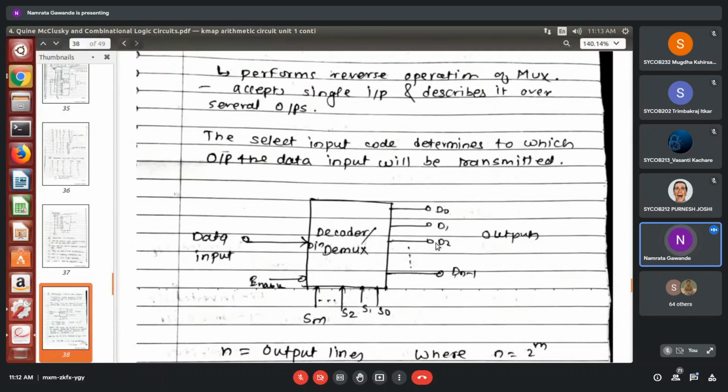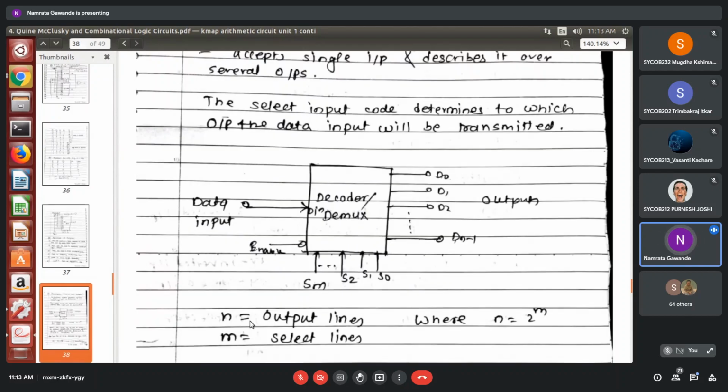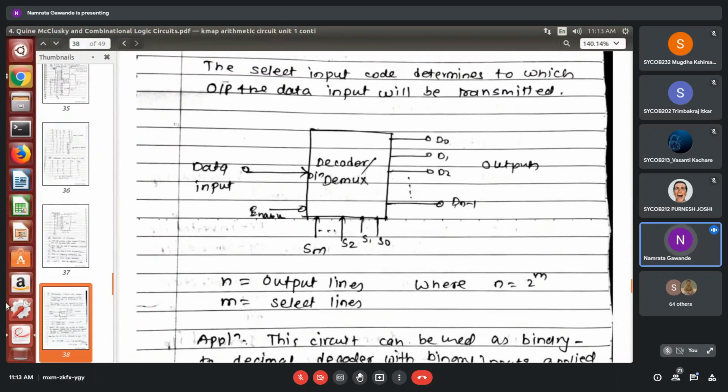There are multiple data outputs. So to which output the data input, whatever we have provided, should be transmitted, whether the data output is D0 or D1 or D2 or Dn minus 1, how to select that is dependent on the select lines. And again here you can see enable as an input. The demultiplexer IC will work when this enable is 1. That time the demux IC will be active. Now, n means output lines, m means select lines, where n equal to 2 raised to power m.